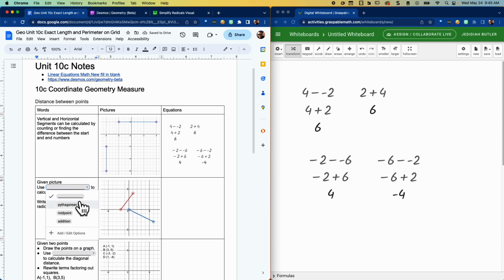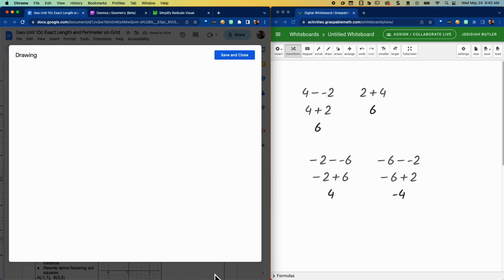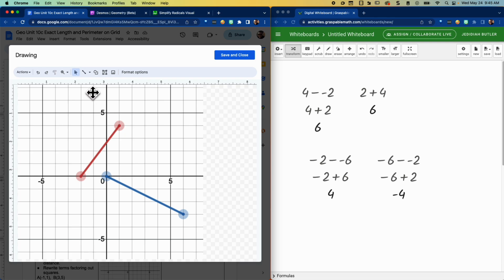All right, now let's get into the meat of it. When we have a diagonal line, are we going to be using the Pythagorean theorem, midpoint, or addition to calculate things? We are going to be using the Pythagorean theorem. Let's look at this drawing and add some information that makes it a little bit easier. I'm going to start by drawing a triangle with this piece here. I don't want that back piece, just those two pieces. So I can make a triangle like that.